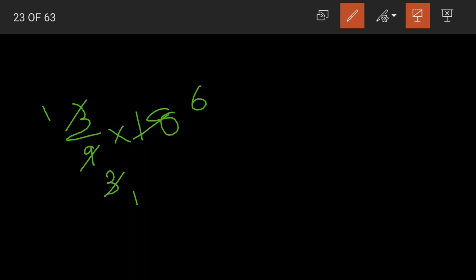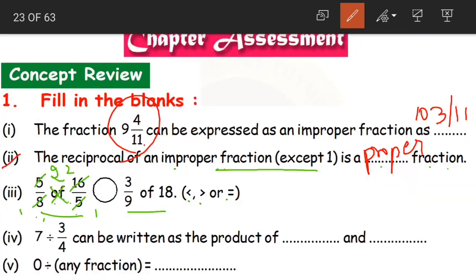Now coming to 3 by 9 of 18, that is nothing but 3 by 9 into 18. We know that 3 ones are 3, 3 threes are 9. Again, 3 ones are 3, 3 sixes are 18. Now what is the answer here? The answer is 6. Yes, the answer is 6.